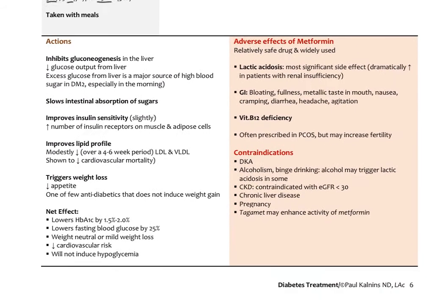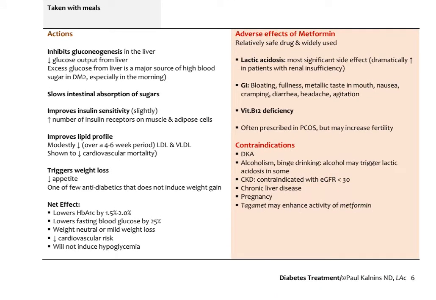Its primary action is to inhibit gluconeogenesis in the liver, which decreases the output of glucose in the liver. You know, it's interesting, a lot of patients with type 2 diabetes, you'll measure their blood sugars in the morning after fasting overnight, and they're really high. The reason they're high is that the liver now, through the cortisol awakening response and whatnot, has caused gluconeogenesis. And so the liver is putting out all this new sugar, and so metformin inhibits that.